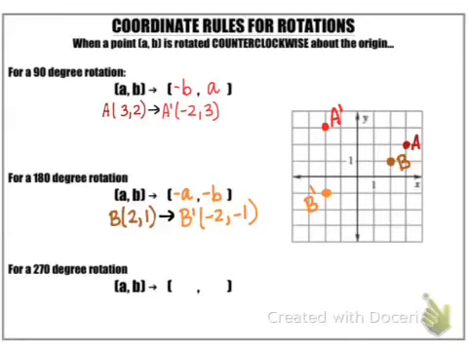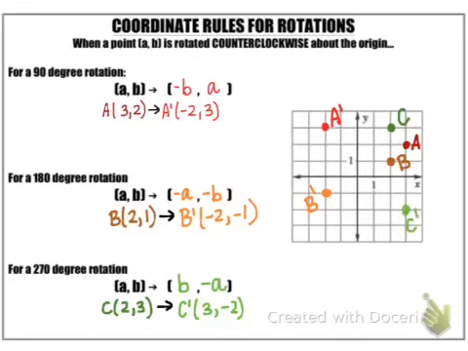And for the last one, the 270-degree rotation, (A, B) now goes to (B, -A). For example, point C is (2, 3), and will now rotate to 3, which stays the same, and the opposite of A, which was 2 and now becomes -2. So let's take a look at what that looks like. Over 2, up 3, and now it rotates to over 3, down 2. So point C rotated 270 degrees counterclockwise about the origin.